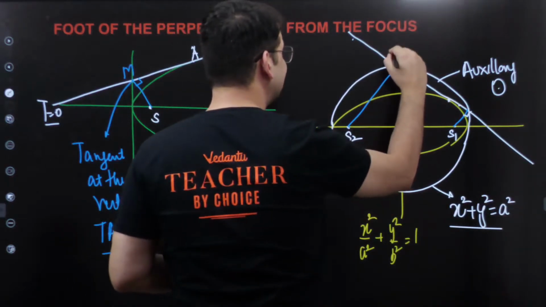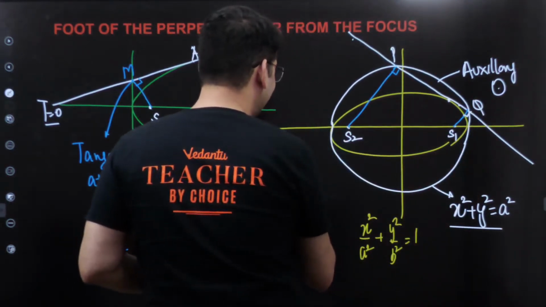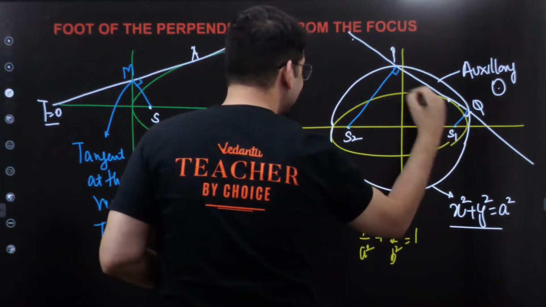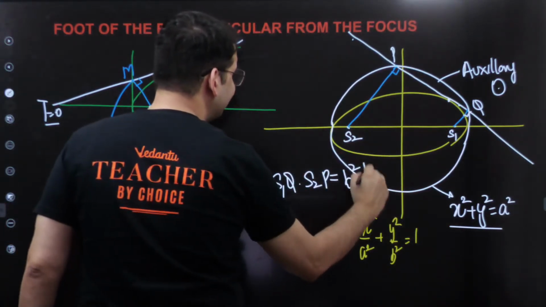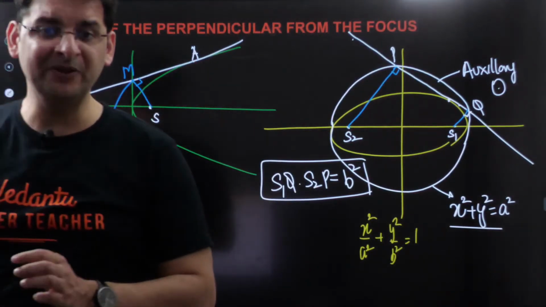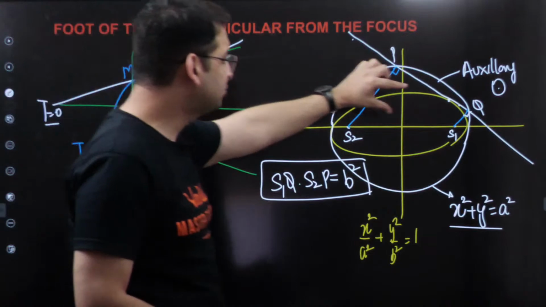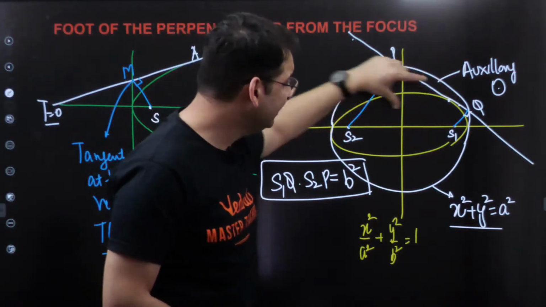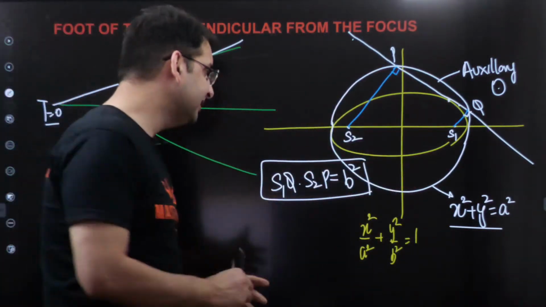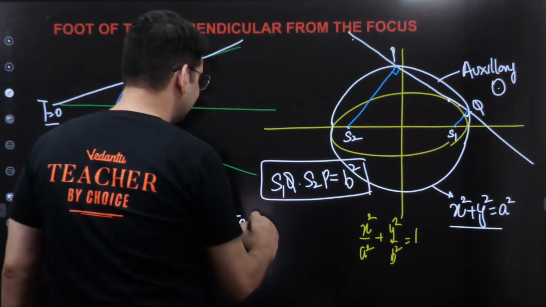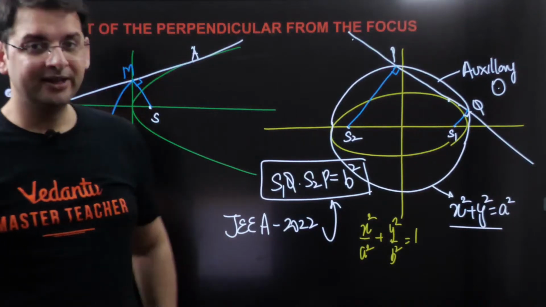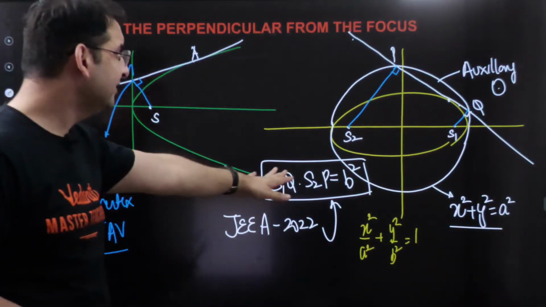One important point, if this point is P, this point is Q, S1Q into S2P. So basically this length into this length is always equal to the square of the semi-minor axis. Again, very important guys. Last year, JEE Advanced 2022, there was a direct question based on this property.